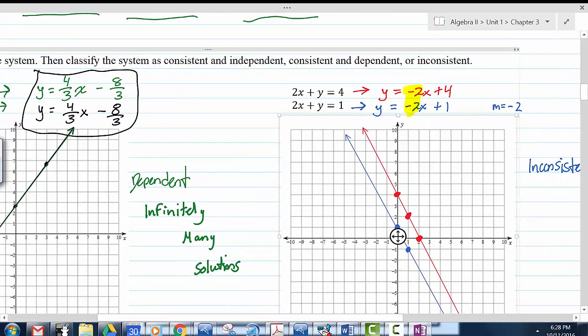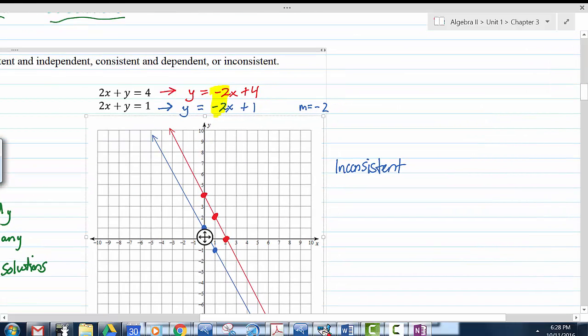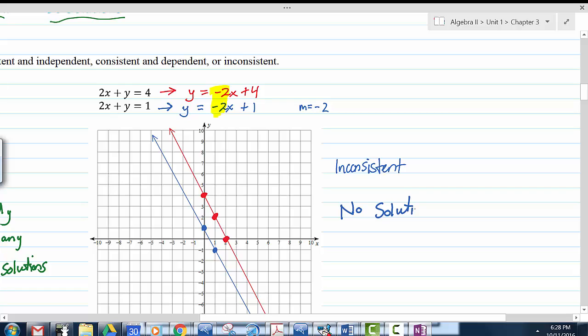And when your system is inconsistent, you have no solution, because the 2 lines don't intersect. So we have that. That's graphically. Now let's move on to algebraically.